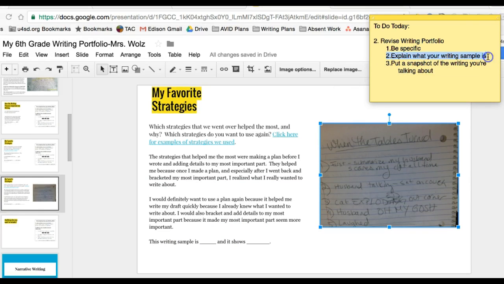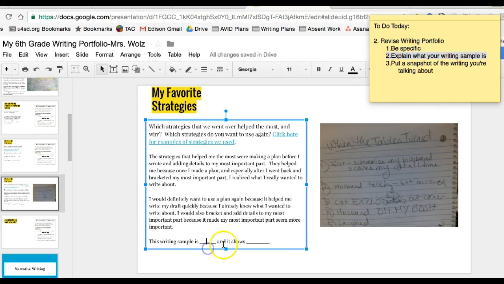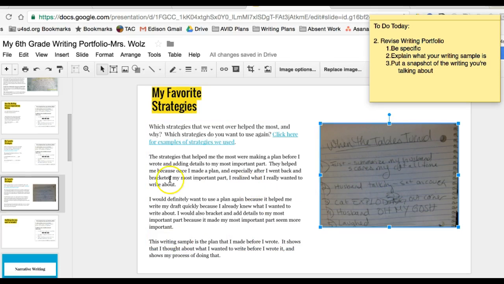Now I can do number 2, explain what your writing sample is. This is my writing sample. This writing sample is the plan that I made before I wrote. What does it show that I did in my writing process? It shows that I thought about what I wanted to write before I wrote it, and shows my process of doing that. So that's what you do for explaining what your writing sample is. Explain what this picture is and why you put it in. Okay? So there you have it.